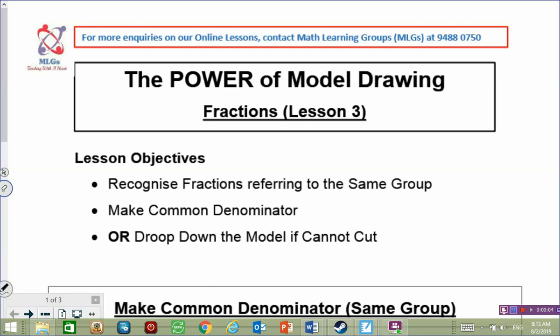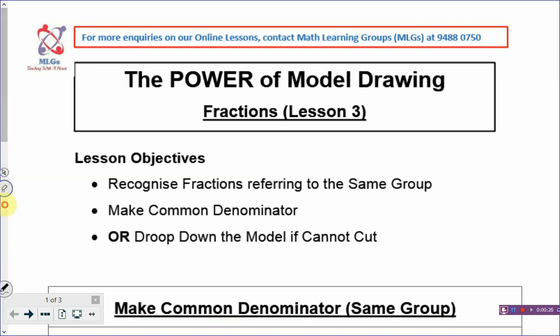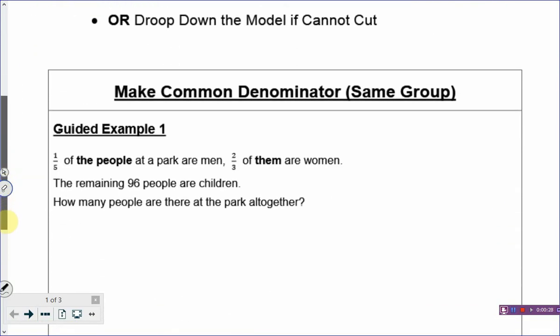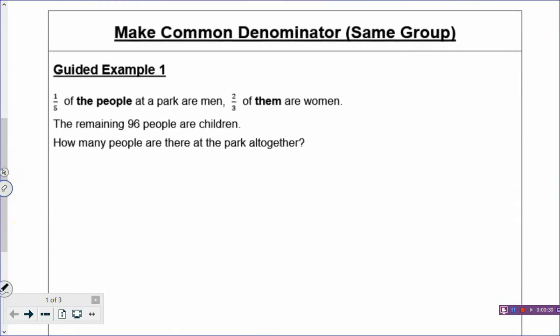Now, today we are going to look at Lesson 3 and we are going to learn to recognize fractions that refer to the same group. And if they are referring to the same group, we can make their denominators the same, or we call it make common denominator. Or we can also drop down the model if we cannot cut into boxes. Alright, so let's look at the first example and let's see how do we make the denominator the same. Alright, how do we make common denominator?